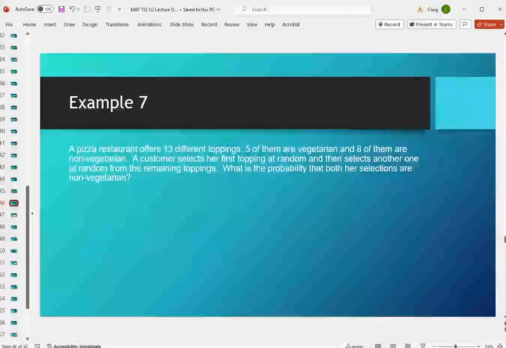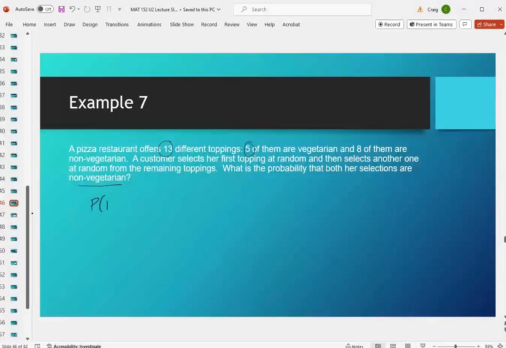So a pizza restaurant offers 13 different toppings. 5 of them are vegetarian, 8 of them are non-vegetarian. A customer selects the first topping at random and then selects another at random from the remaining toppings. What's the probability that both of her selections are non-vegetarian? Well, there are 13 toppings total, and 5 of them are vegetarian.